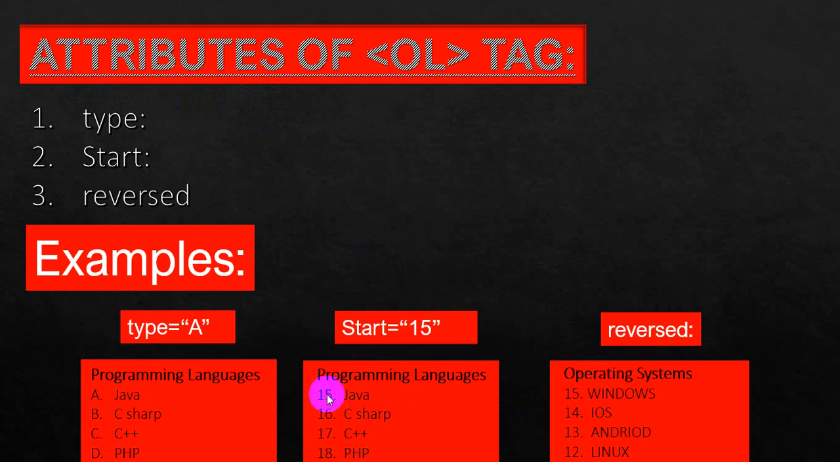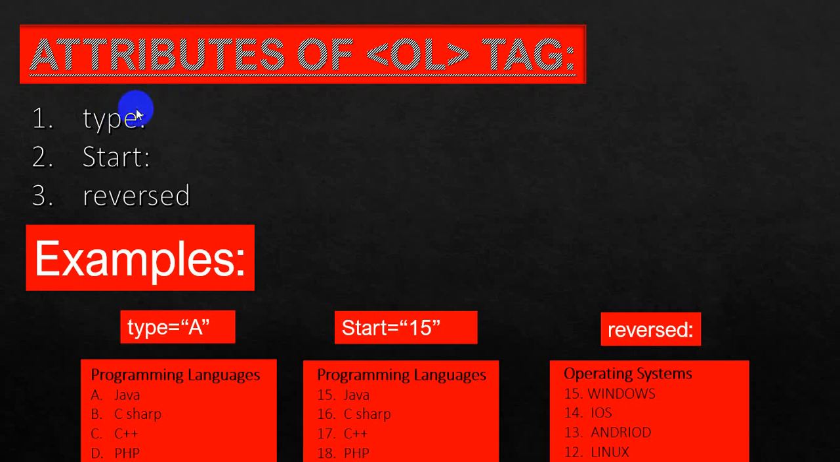The default value is number, and it will start from 1. The default value of the type attribute of the OL tag is number, and it will start from 1. If you want to use the start attribute, first try to understand the type attribute. Don't worry if you are not getting it; I'm just trying to explain, and I will show you in coding, then you will get the clear picture of what I am talking about.